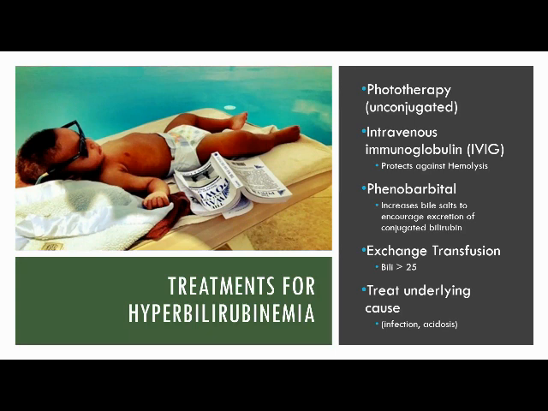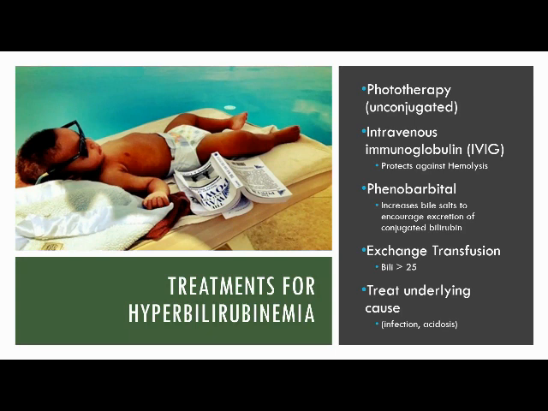Phenobarbital. This helps if you've got a conjugated hyperbilirubinemia. So it increases your bile salt. Remember, it sits in that gallbladder, that conjugated bilirubin. So if you increase that bile excretion or bile production, then it can push that conjugated bilirubin out of there and into the small intestine.